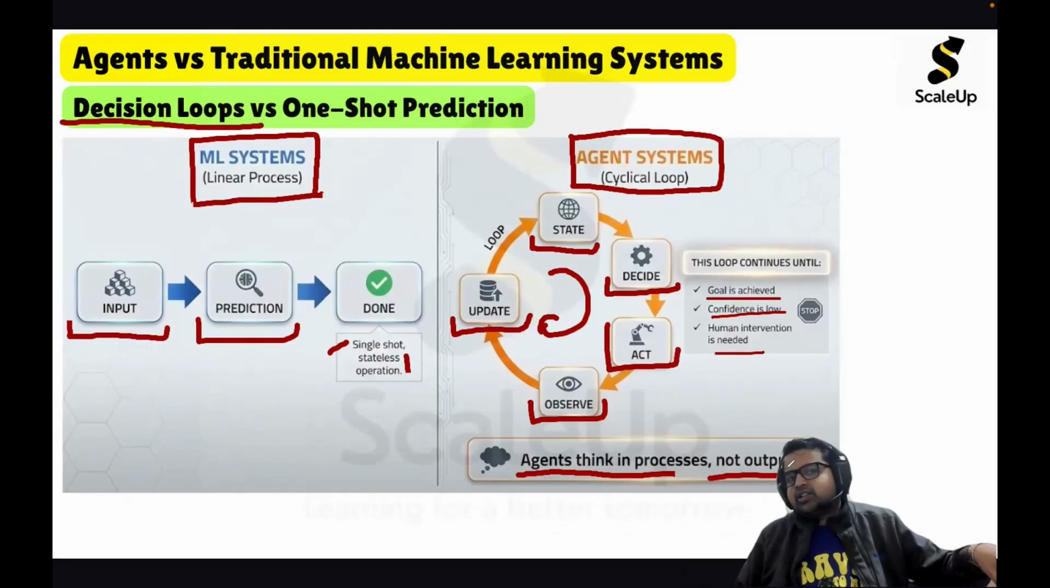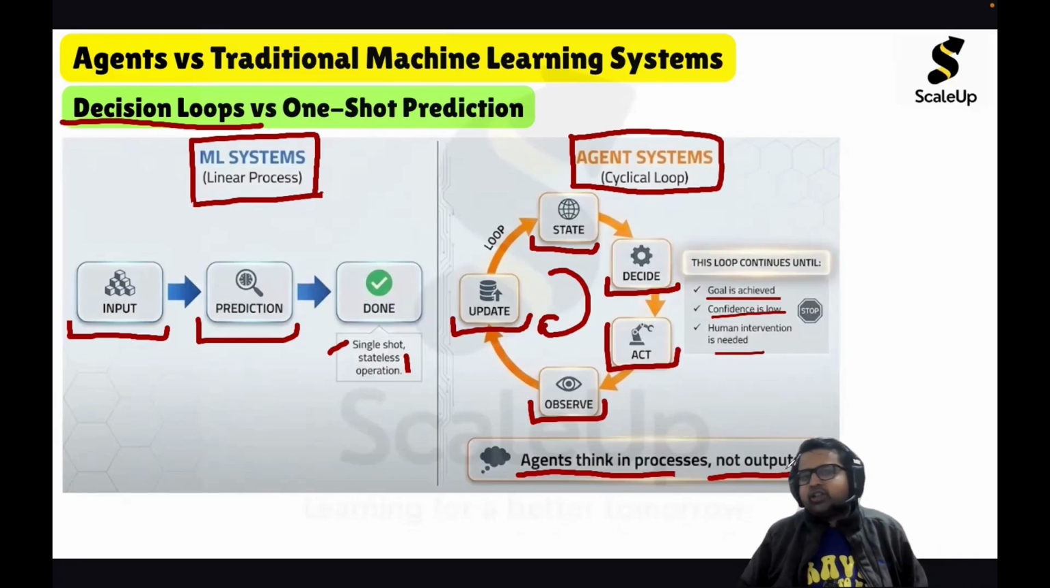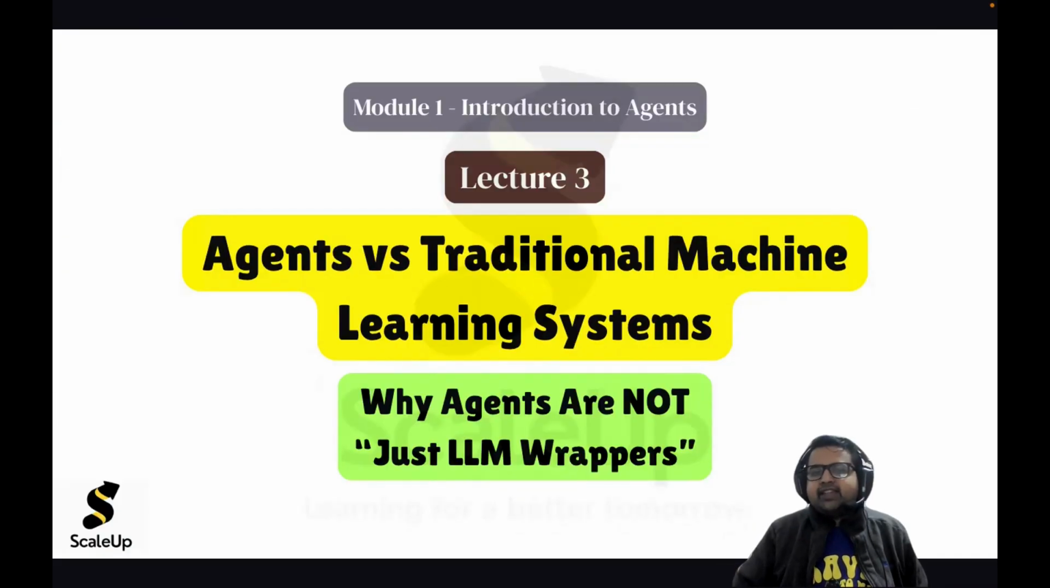But for machine learning systems, it's a very one-shot prediction, stateless operation. So agents think in processes, not outputs. Why agents are not just LLM wrappers?